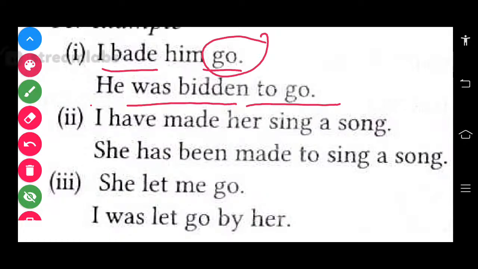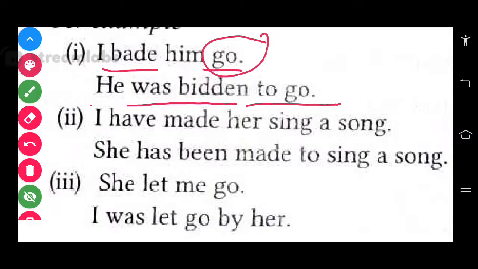So here I is the subject. We need not use the subject over here. Just "he was bidden." So here go is a bare infinitive, but it was used in the passive like a to-infinitive. He was bidden to go. He was bidden to go. Did you understand this?